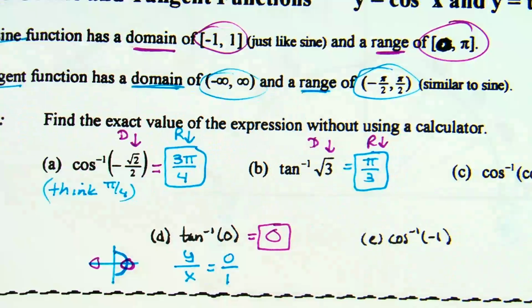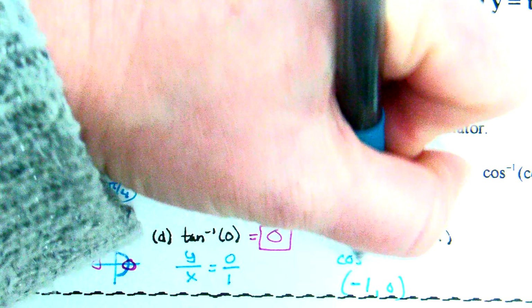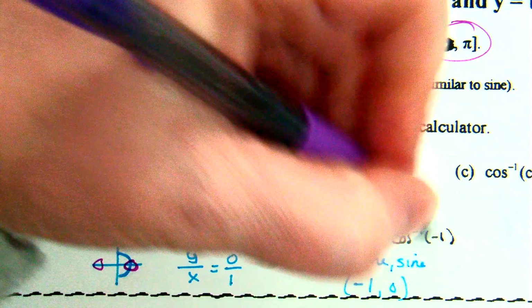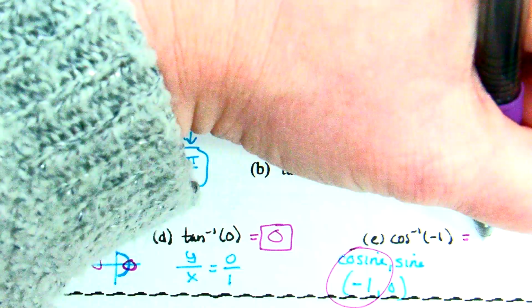Okay. Cosine inverse of -1. Where does cosine equal -1? The only place cosine ever equals -1 is at the ordered pair -1, 0, because remember, it's cosine, sine. And that happens at -1. And so that angle is pi.